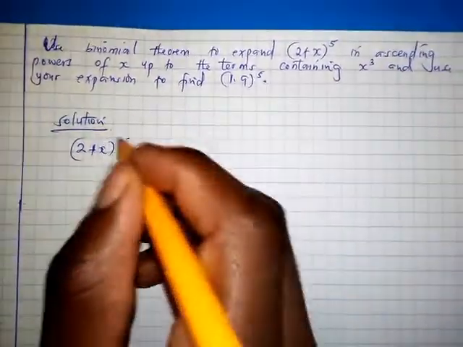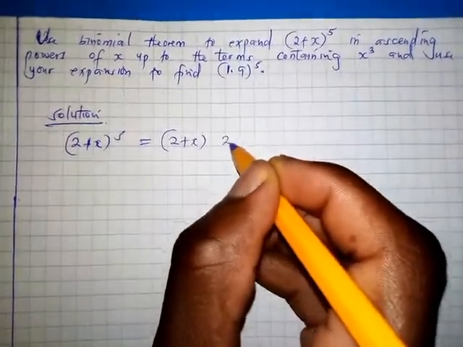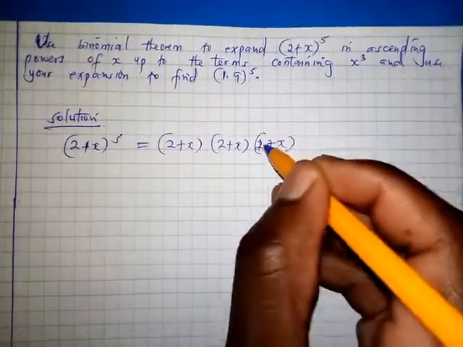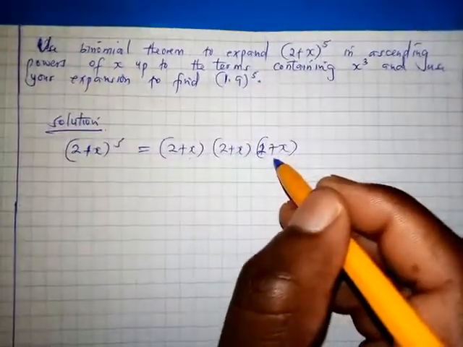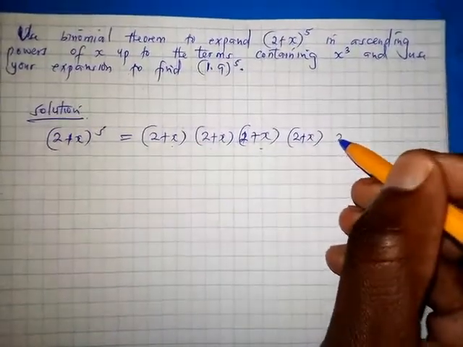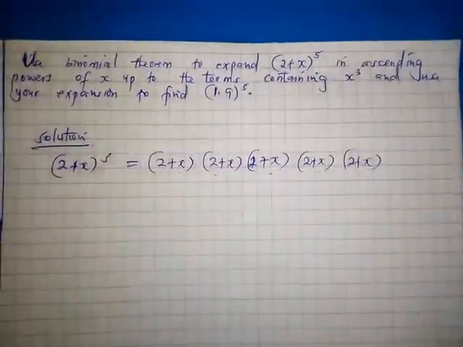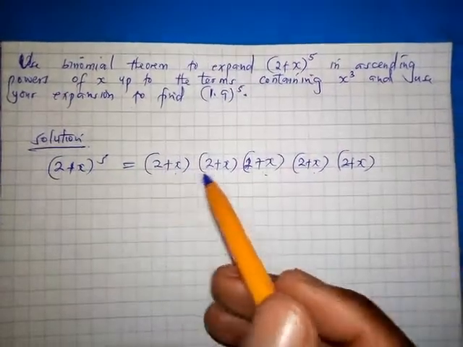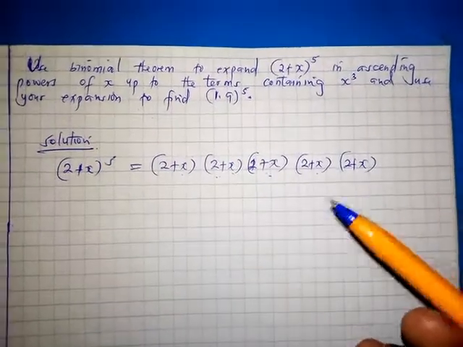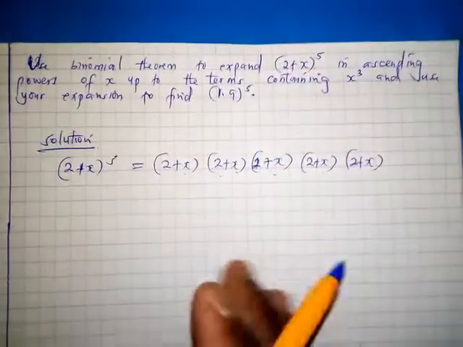(2 + x) raised to power 5 is the same as (2 + x) times (2 + x) times (2 + x), five times. But you can see that doing this, multiplying again and again, is somehow tedious. So we use the binomial theorem to expand.